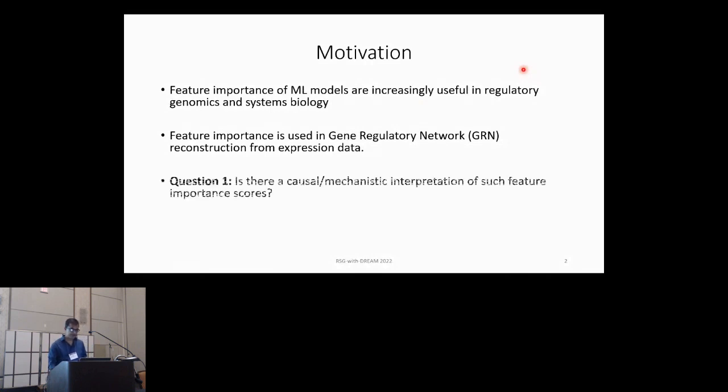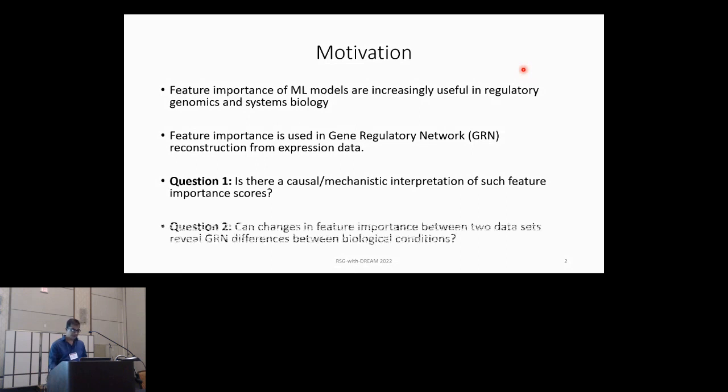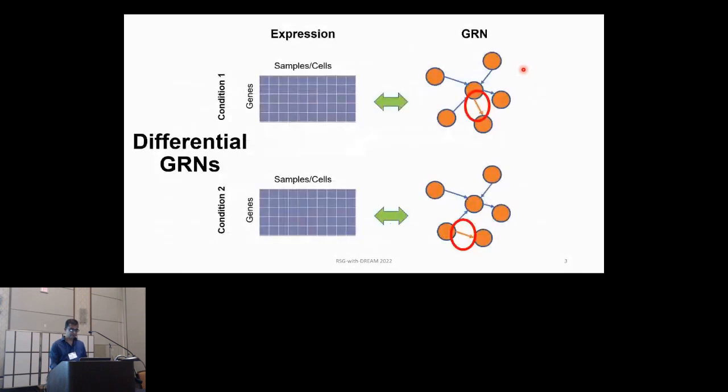In this project, Payam decided to look deeper into whether there's a causal or mechanistic interpretation of such feature importance scores. Additionally, he wanted to test if change in feature importance between two data sets, or two conditions or populations, can reveal differences in the underlying GRNs. So let me elaborate on this last point about differences in GRNs.